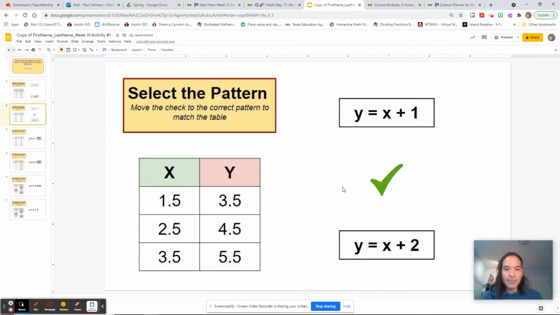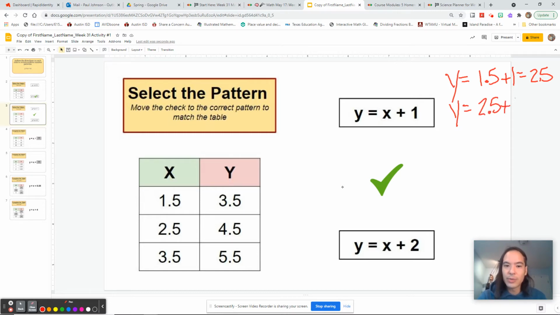This one, I want you to try the same thing. I'm going to set you up on this one. We're going to fill in the x over here. So y is equal to 1 and 5/10, that's the x over here, plus 1. So 1 plus 1 is 2 plus 5/10, so 2 and 5/10. Y equals 2 and 5/10 plus 1, according to this rule over here, plus 1. So that would be 3 and 5/10.